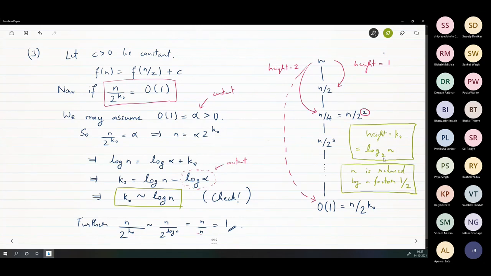The base to which you take the log and the factor by which you reduce this multiplicatively, they will be reciprocals of each other. So if you were considering n by 3, n by 3 squared, n by 3 cube, and so on, then you would have k naught equal to log n to the base 3, because your factor is 1 by 3. That is the main point here.